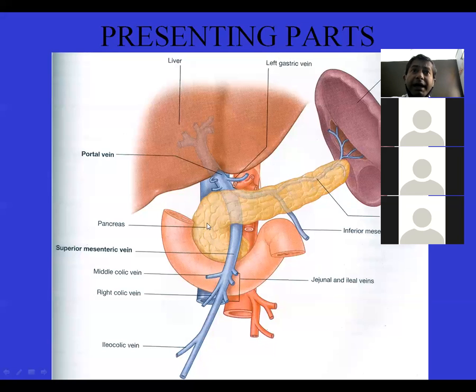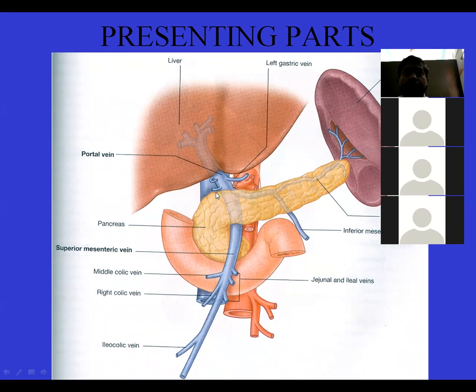The head of the pancreas has three borders. This is the superior border, this is the inferior border, and this is the right lateral border. It is the right lateral border because the spleen is towards the left side, and above here you can see the liver, so this is the right side. So the head has three borders: superior, right lateral, and inferior.